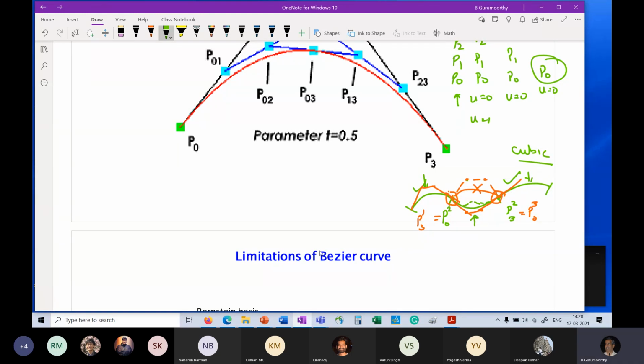Any thoughts? So it will get more complex. No, more complex which way? Where do you think the complexity is coming from? Like the points, the control points number will increase. Why would they increase? I mean, why should they increase?